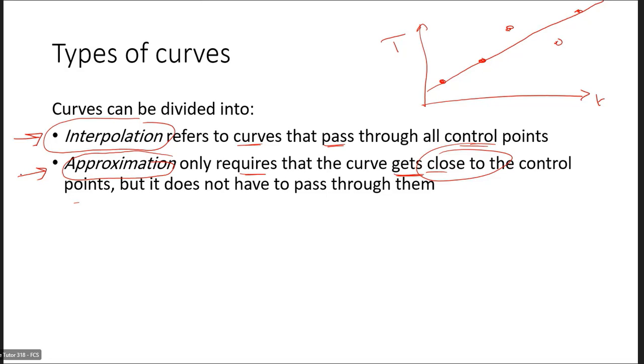Now, which one is better? What do you think? Interpolation, because it passes through all the control points. But when you make a curve that passes through all the control points, sometimes it makes irregular points. Sometimes you have some errors. So I have a point here, but we have to ignore it. So we can make the curve as close as possible to the control points, which is the best option. Especially in modeling, it's better to use approximation.